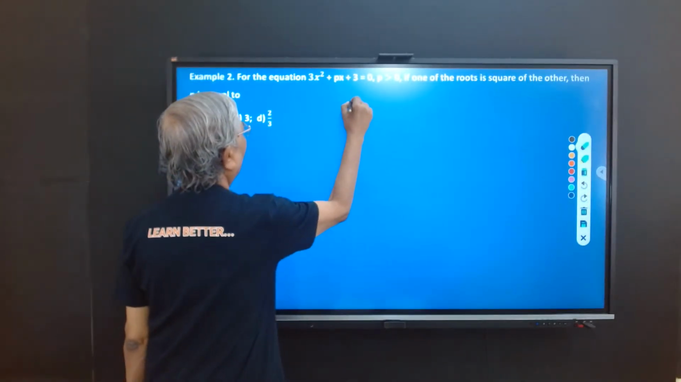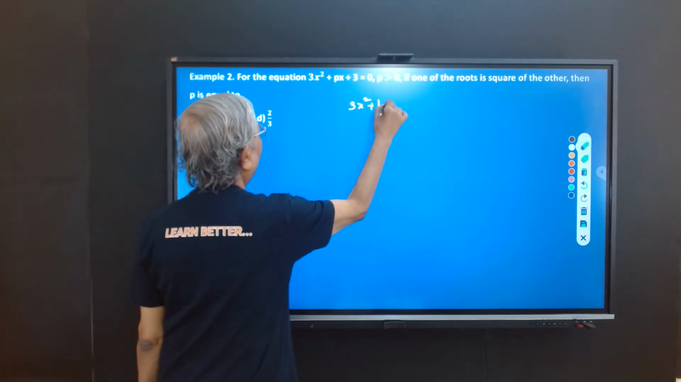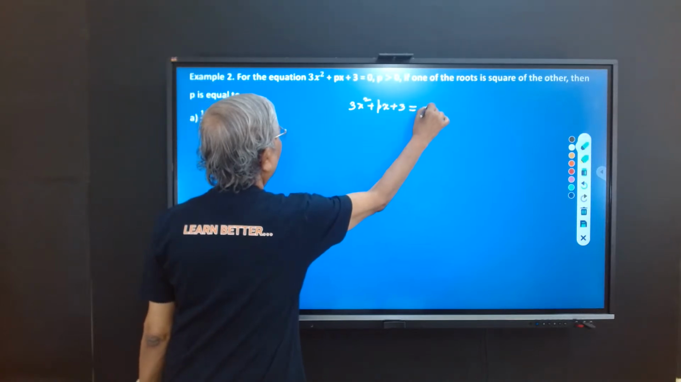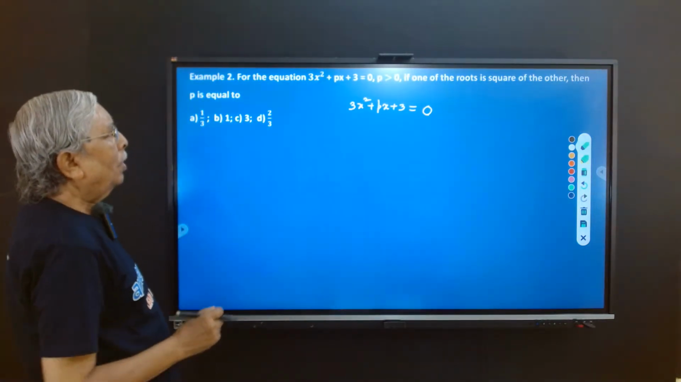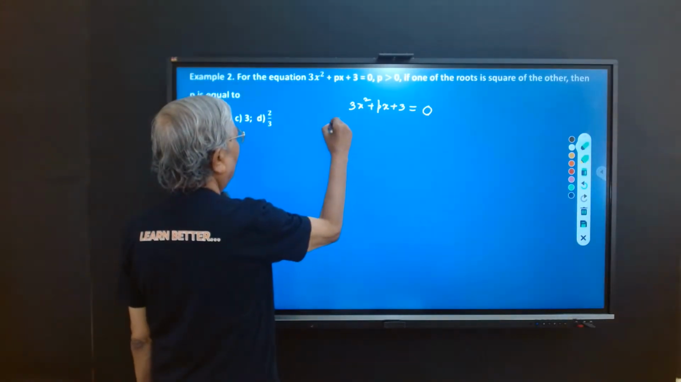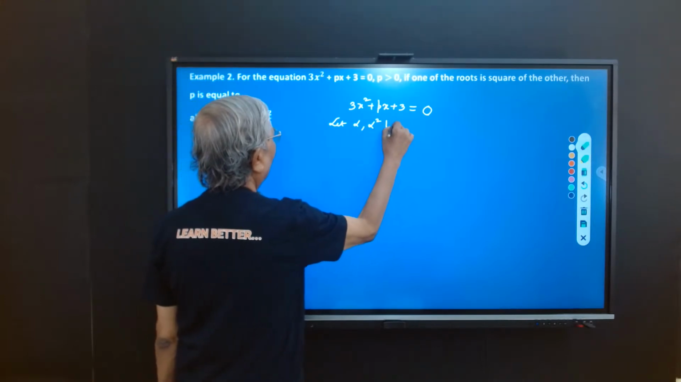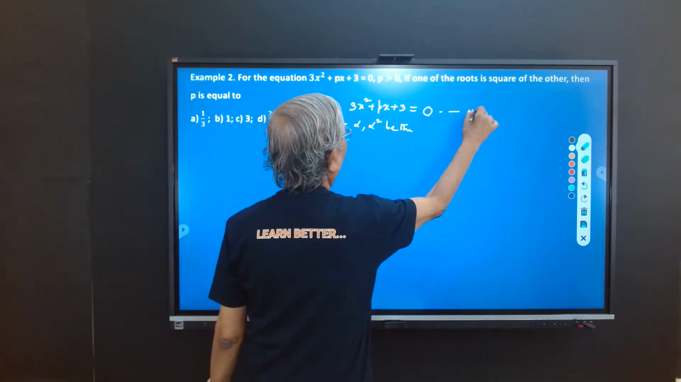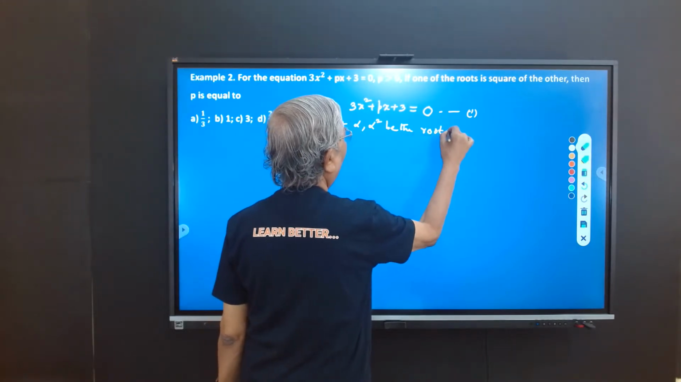3x squared plus px plus 3 equals to 0. One root is the square of the other. So let alpha and alpha squared be the roots of, say, equation number 1 of the given equation. Let it be the roots of 1.